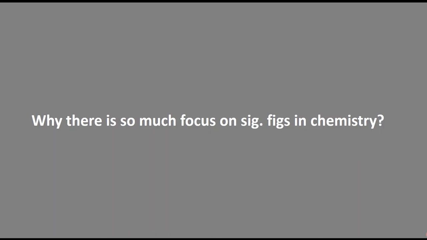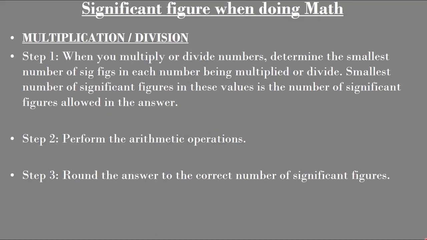But in chemistry or in science, we deal with measurements, so we have to be careful when using those measurements for mathematical operations. We need to remember that all the measurements have some degree of uncertainty in them. And when we are doing math with these numbers, we must only use the numbers that are meaningful. Significant figures when doing math.